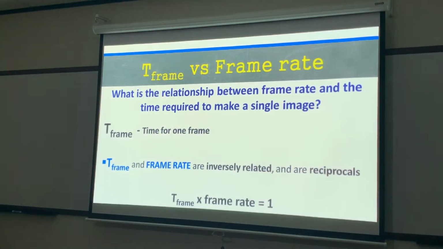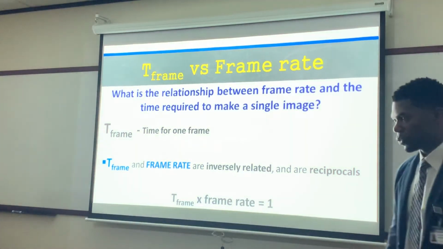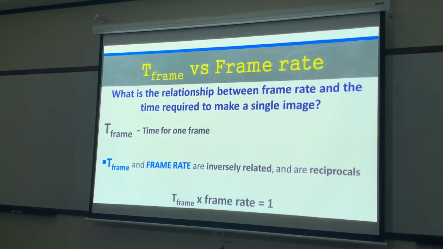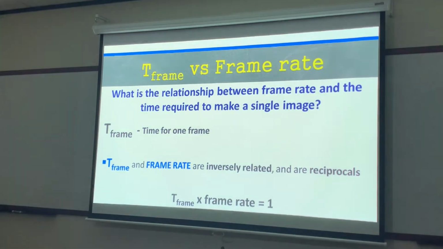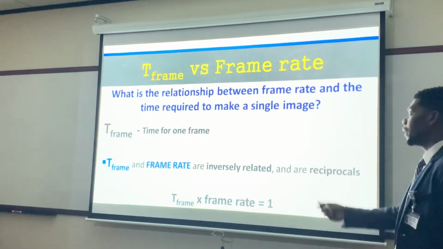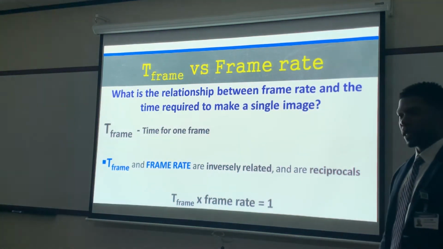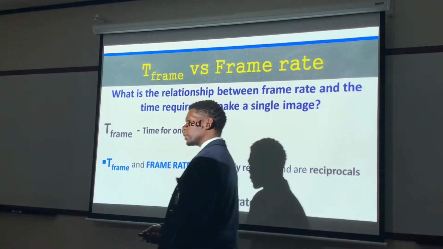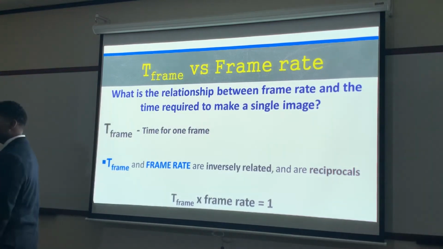So let's talk about TFrame versus frame rate. TFrame is the shortened version of saying the time it takes to create one frame. TFrame and frame rate are inversely related. In fact, they're even reciprocals, meaning that when I multiply my TFrame times my frame rate, it is going to equal 1. So they have that special relationship.